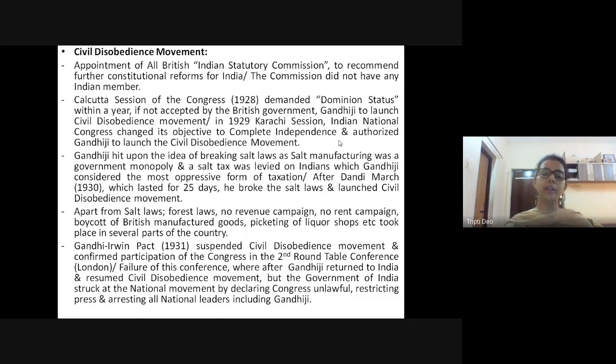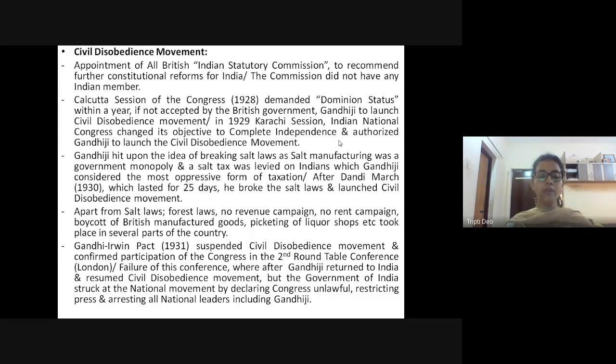Again, it was to do with the Indian National Congress bargaining with the Britishers for their demands. Like they wanted dominion status in 1928, and by 1929, Congress had demanded complete independence, but the Britishers were not giving that to the Indian leaders. So then Gandhi decided to launch the civil disobedience movement.